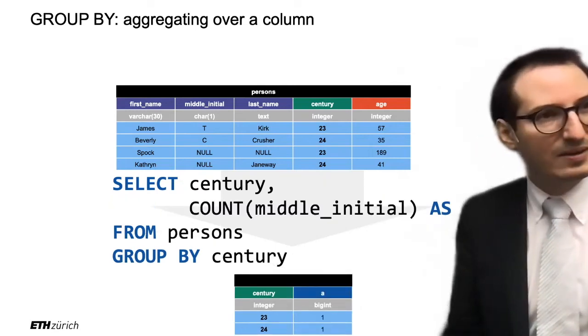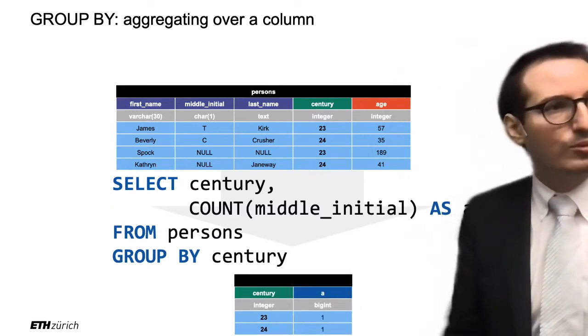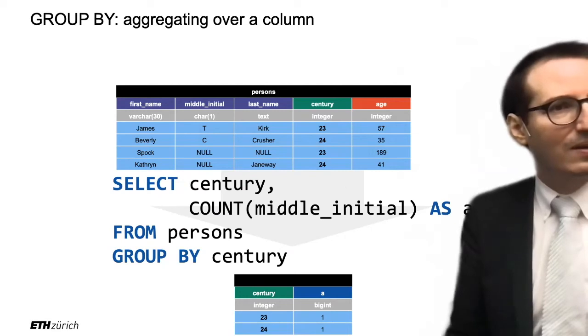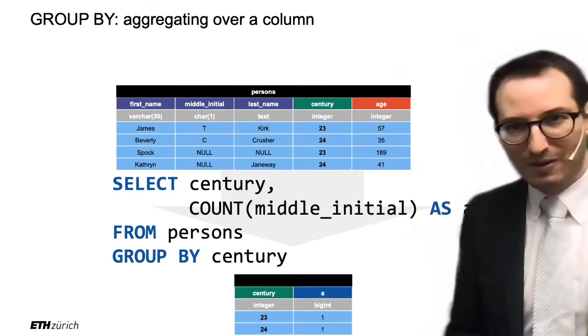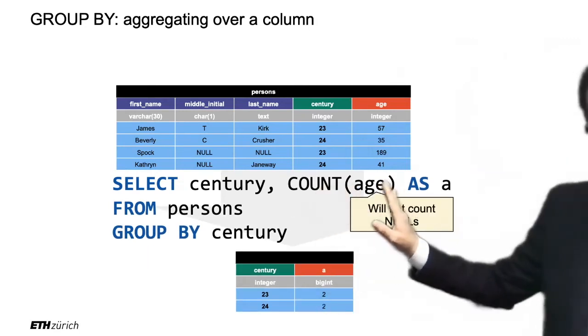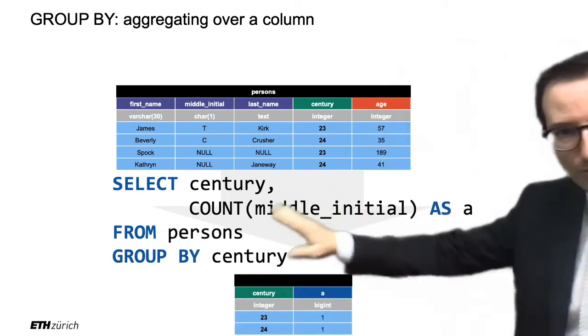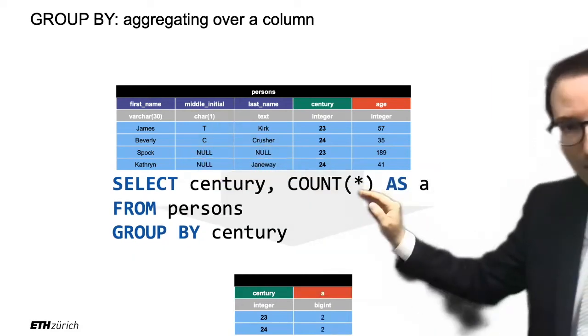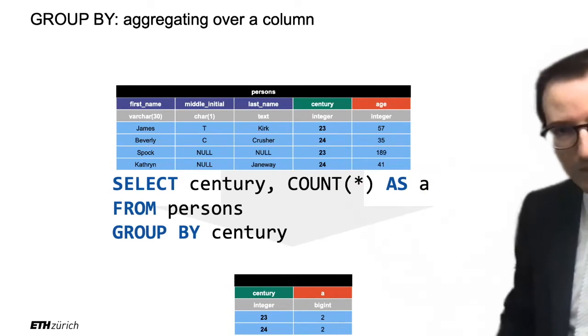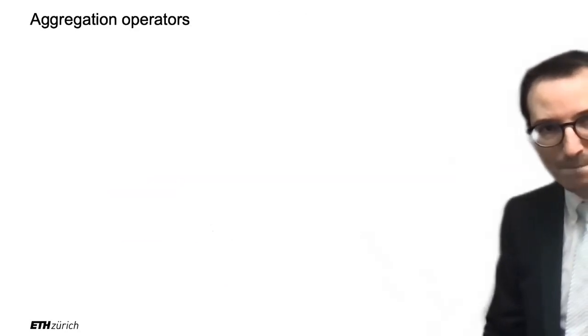For whom is that clear? For whom is that not clear? Okay, just making sure you're following. Otherwise, you can ask any questions you want, right? Okay, so count on a column when there are no nulls, count on a column when there are nulls, in which case they are excluded, and count star, which is just counting the records without looking at any column in particular. Okay.